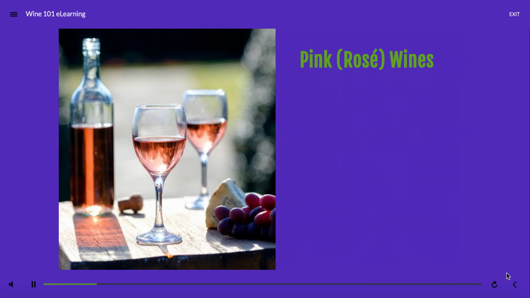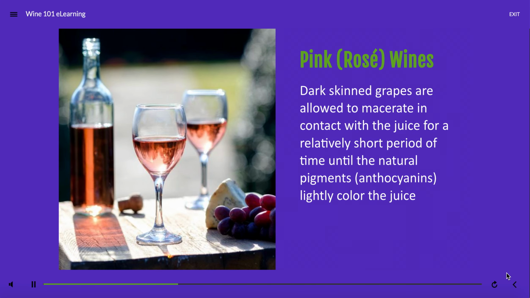Pink rosé wines. Dark-skinned grapes are allowed to macerate in contact with the juice for a relatively short period of time until the natural pigments, anthocyanins, lightly color the juice.